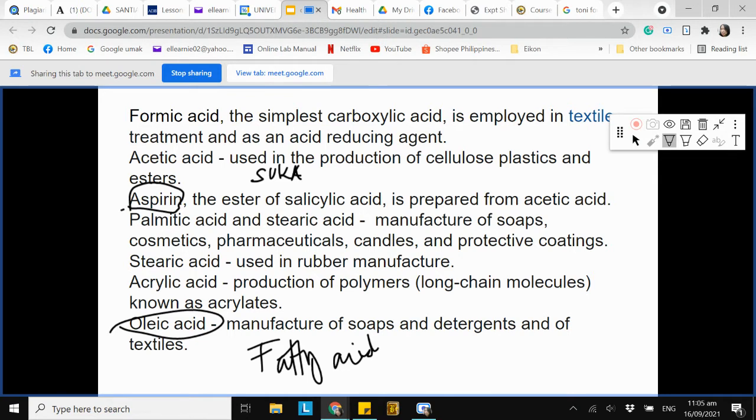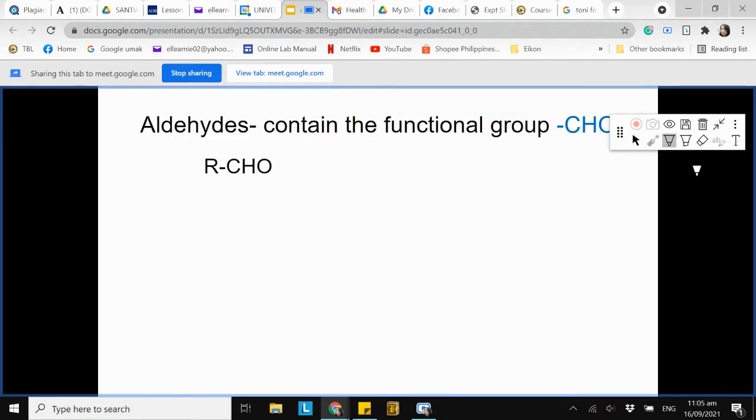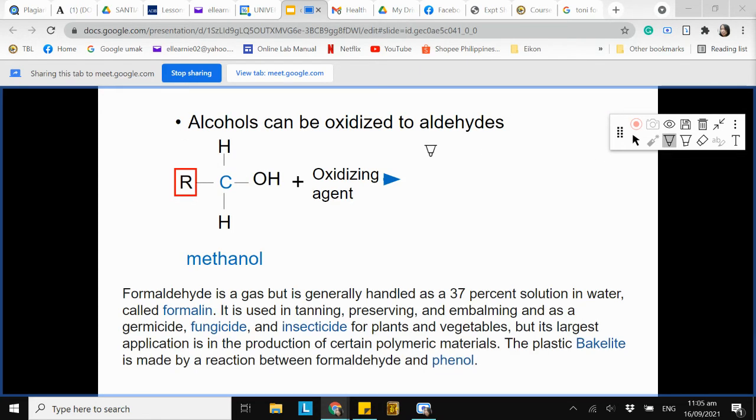Okay? So, another form of carboxylic acid, you have stearic acid for rubber production, acrylic for formation of acrylate. So, ito yung ginagamit para makagawa ng mga acrylic plastics natin. Okay? So, yan po yan. Acrylic acid para magawa yung acrylic plastics. Now, for the aldehydes, additional information natin sa aldehydes, you have formaldehyde, which is added with water to form your formalin. So, ito yung ating embalming agent.